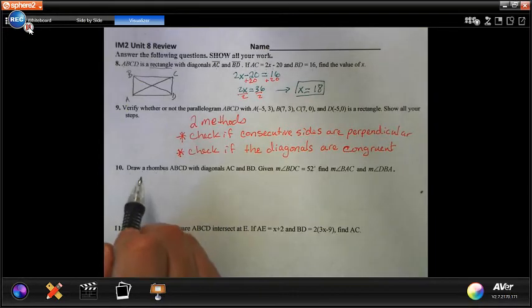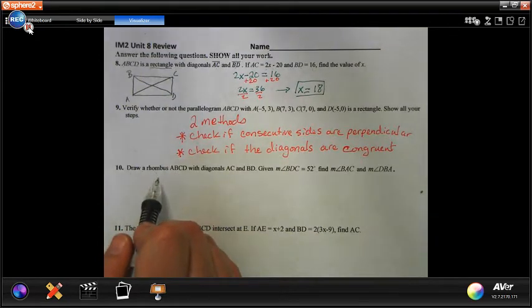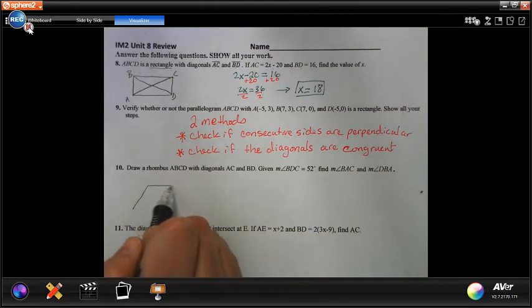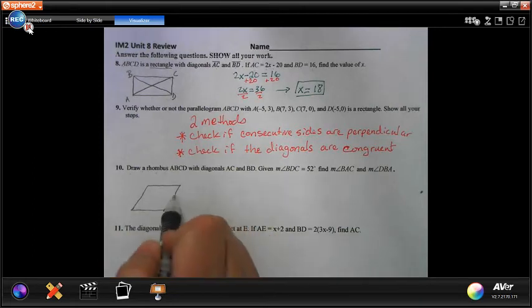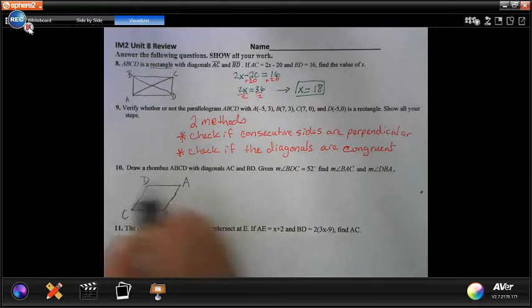Okay, it says draw a rhombus. We'll label it A, B, C, D. So that's what we're going to do. A rhombus is kind of hard to draw, so I basically just draw a parallelogram and label it A, B, C, D.